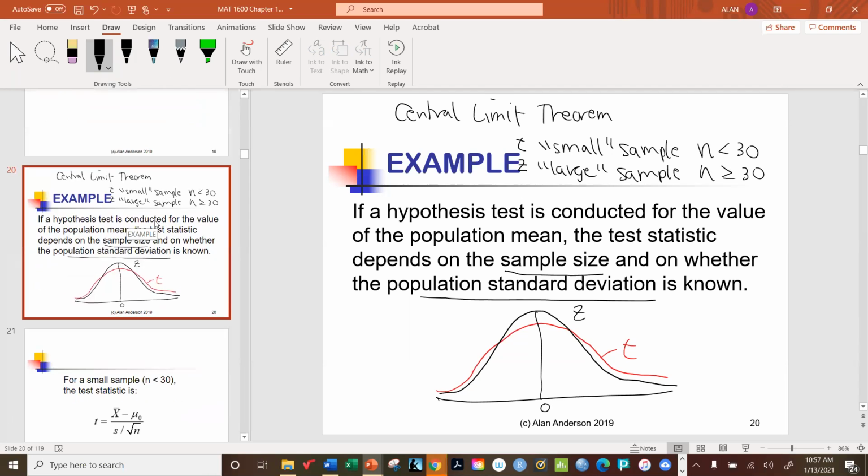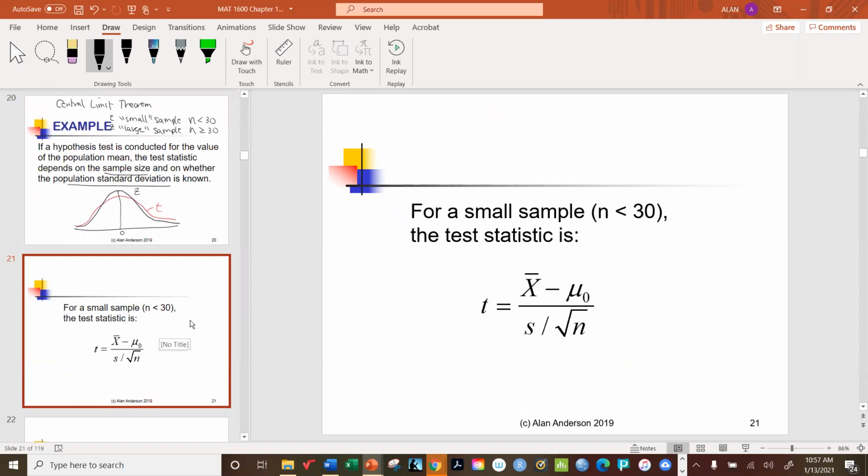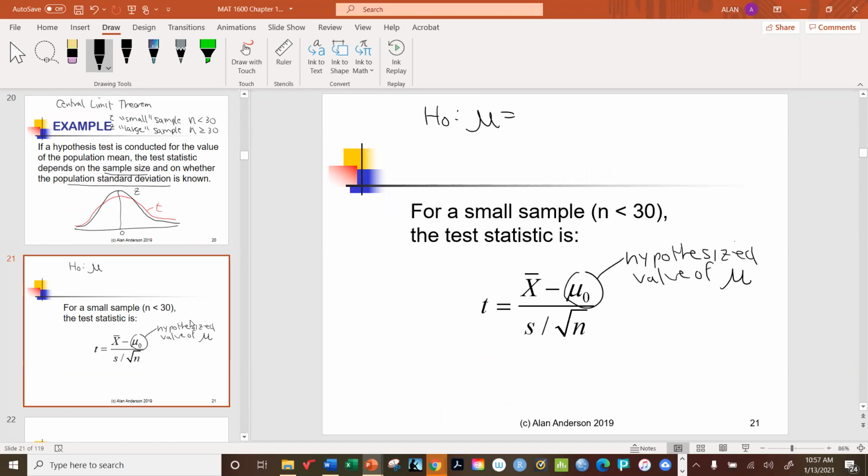So if we have a small sample, this is going to be our test statistic. All right, are we ready? It's not that hard. Well, the only thing that's mysterious and new is this, the hypothesized value of the population mean. Remember, in the null, the general expression is this. That's this.